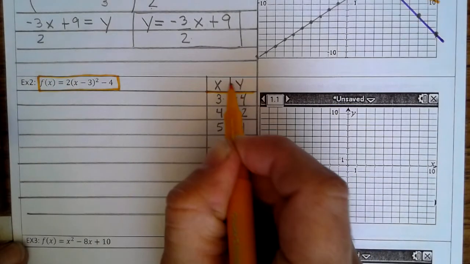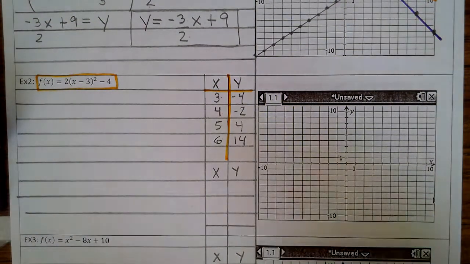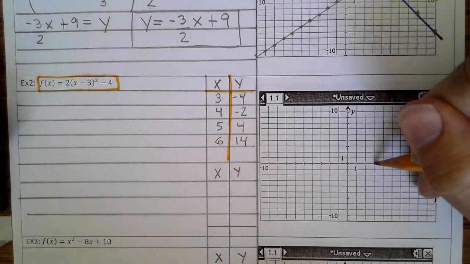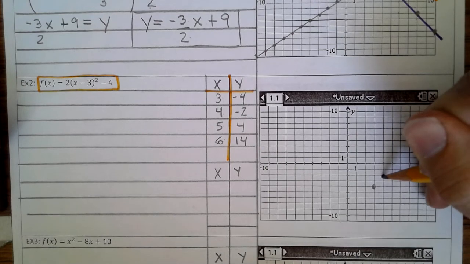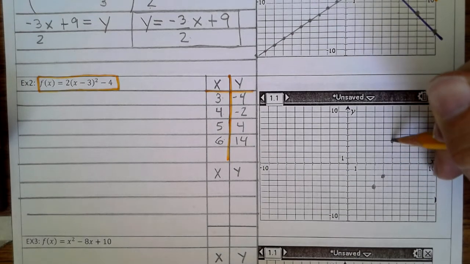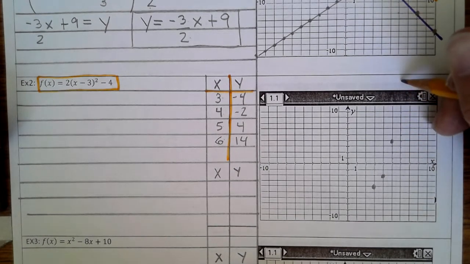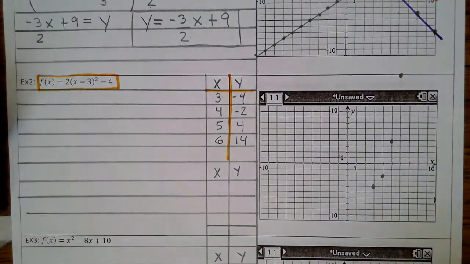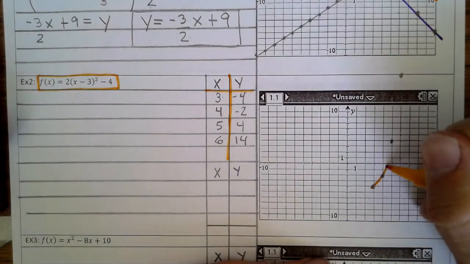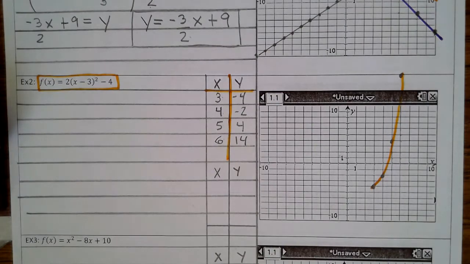All right, so let's go ahead and graph the function. So 3, negative 4, 4, negative 2, 5, 4, and 6, and up to about 14. Let's say that's about 16. All right, and again, you want to graph the y equals x line, because if they're inverses, they're going to reflect over that line.